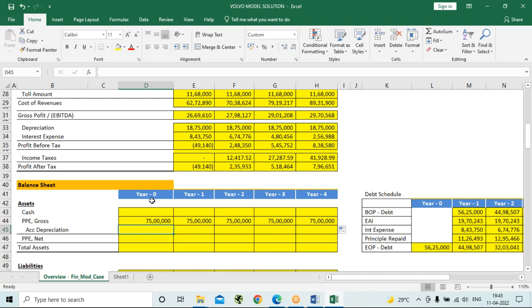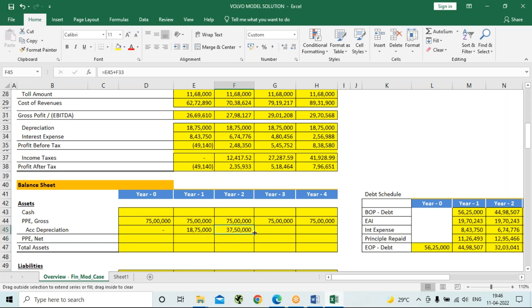Okay, so the next thing is depreciation. The depreciation value is going to be 18,75,000. In the year zero, we don't use the asset, so it will be zero. And in the year one, the accumulated depreciation value will be equals to previous year value plus the current year depreciation value, which is there in the income statement. I'll repeat it once again: equals to the previous year plus the current year depreciation value. So this gives the accumulated depreciation value.